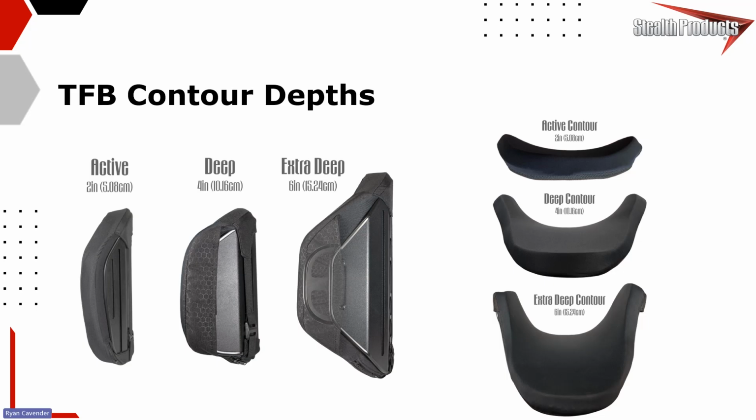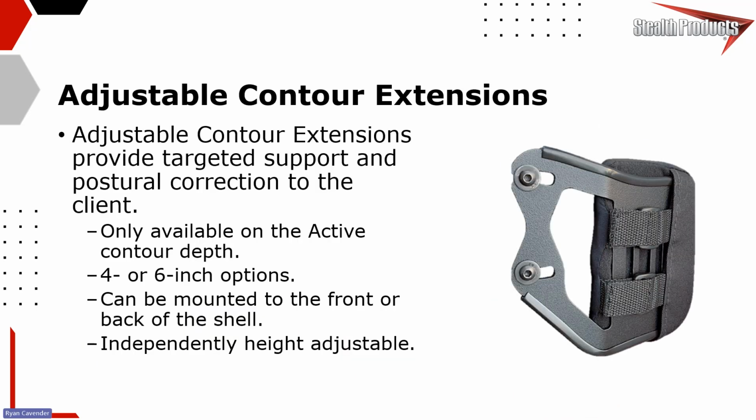But now what do we do if we need to put that generic lateral support, kind of see it here right in the center, in a little bit of a different spot? Maybe it needs to be applied asymmetrically to that client's body. So we do have a solution for that. The active contour shell plus this adjustable contour extension would be that solution. So you can add on these extensions. They'll provide the same amount of support as the deep or extra deep shell would. And you can mount this straight to the backrest in that slot that's already cut there. So that'll allow you to adjust them independently of each other.